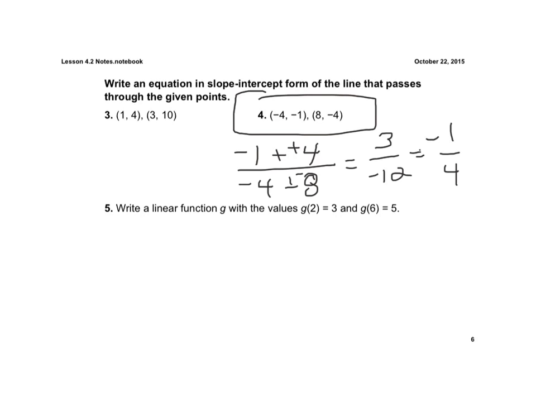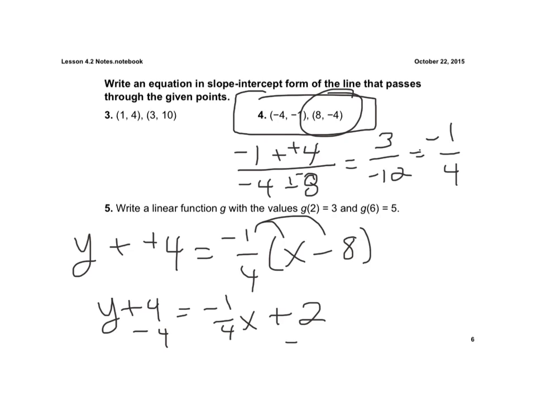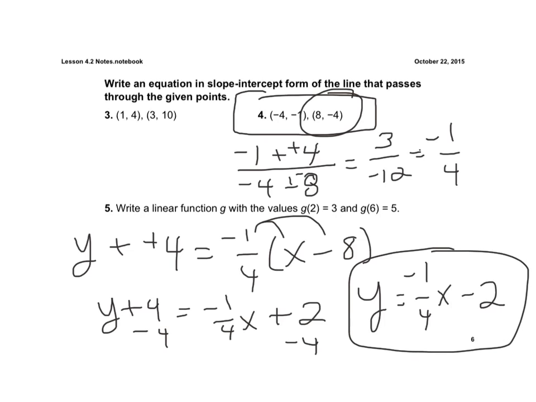So now I have y minus, and I'm going to go ahead and use this ordered pair, a negative 4, equals a negative 1/4 times x minus 8. Notice I'm always using point-slope form. Two negatives make the positive there, so that's y plus 4 is equal to, now I'm going to distribute this through. Negative 1/4 times x, negative times a negative is a positive, and a fourth of 8 is 2. Now to solve this, I'm going to subtract 4 from each side, and I get y is equal to a negative 1/4 x minus 2. And there's our final answer.